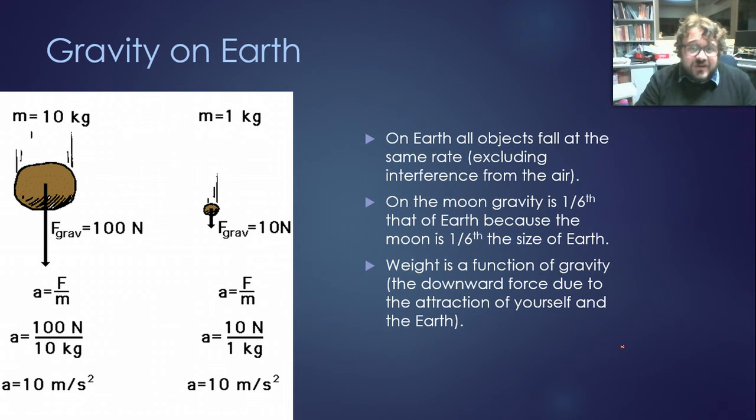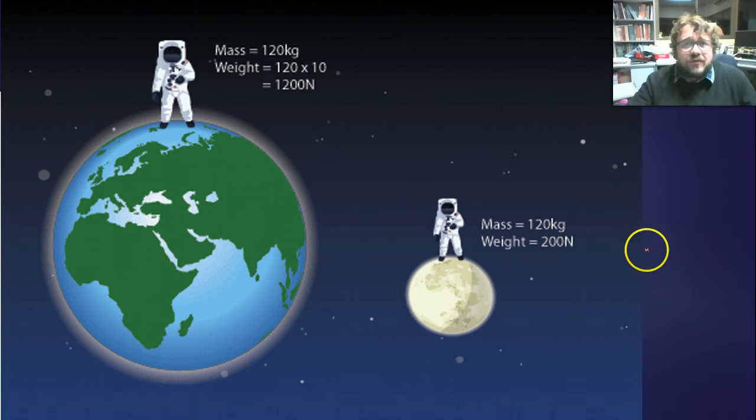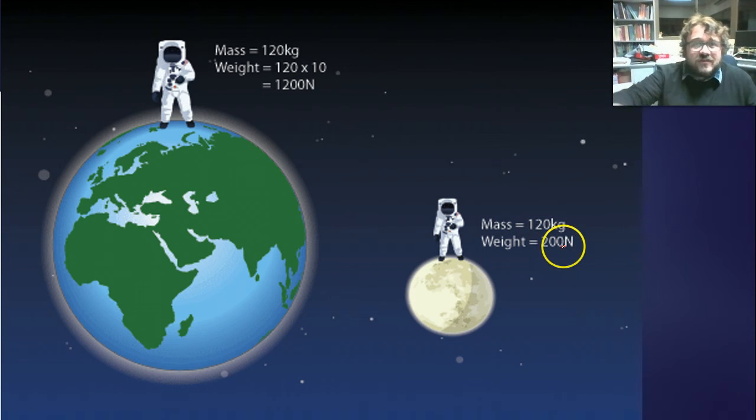Now weight is a function of gravity. Weight is not your mass. Weight is the force, so it's the downward force, the pull from you to the center of the Earth due to the mass of the two objects. For example, here we have a mass of 120 kilograms and the weight is 1200 newtons. Here the mass is 120 kilograms and the weight is 200 newtons.